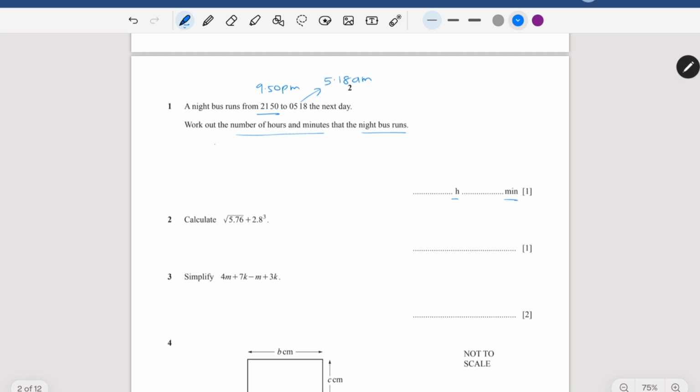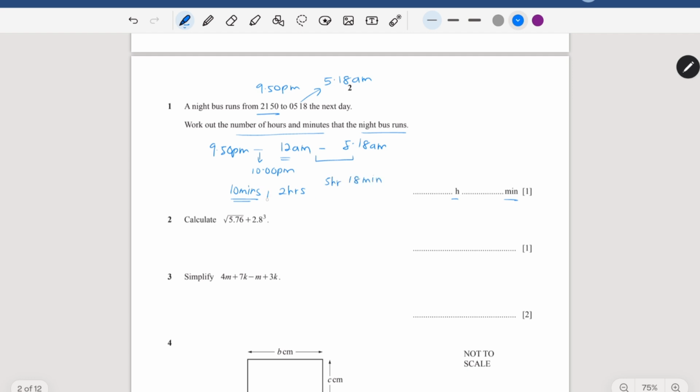So for the first day, it started at 9:50 pm until 12 am, and then it continues the journey until 5:18 am the next day. So from 9:50 pm, we can have a limit until 10 pm first. Let's find the time difference between 9:50 pm to 10 pm. It's actually 10 minutes. From 10 pm to 12 am, it's actually 2 hours. And then from 12 am to 5:18 am is 5 hours 18 minutes.